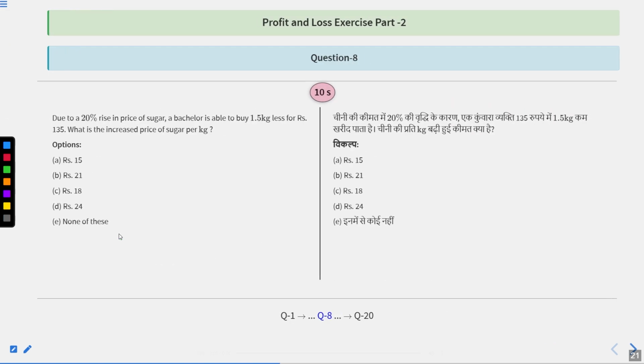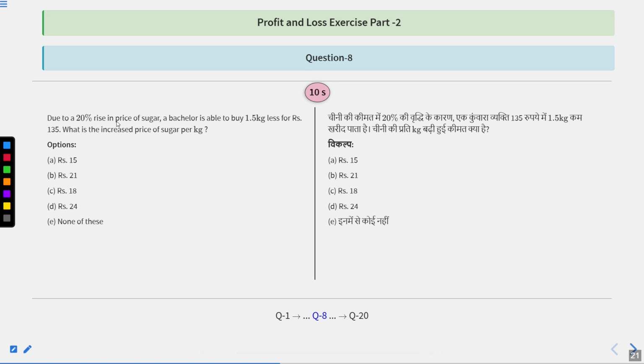Next one. Due to a 20% rise in the price of sugar, a bachelor is able to buy 1.5 kg less for rupees 135. What is the increased price of the sugar per kg? You have 5 options and 10 seconds to solve this question. Your time starts now.